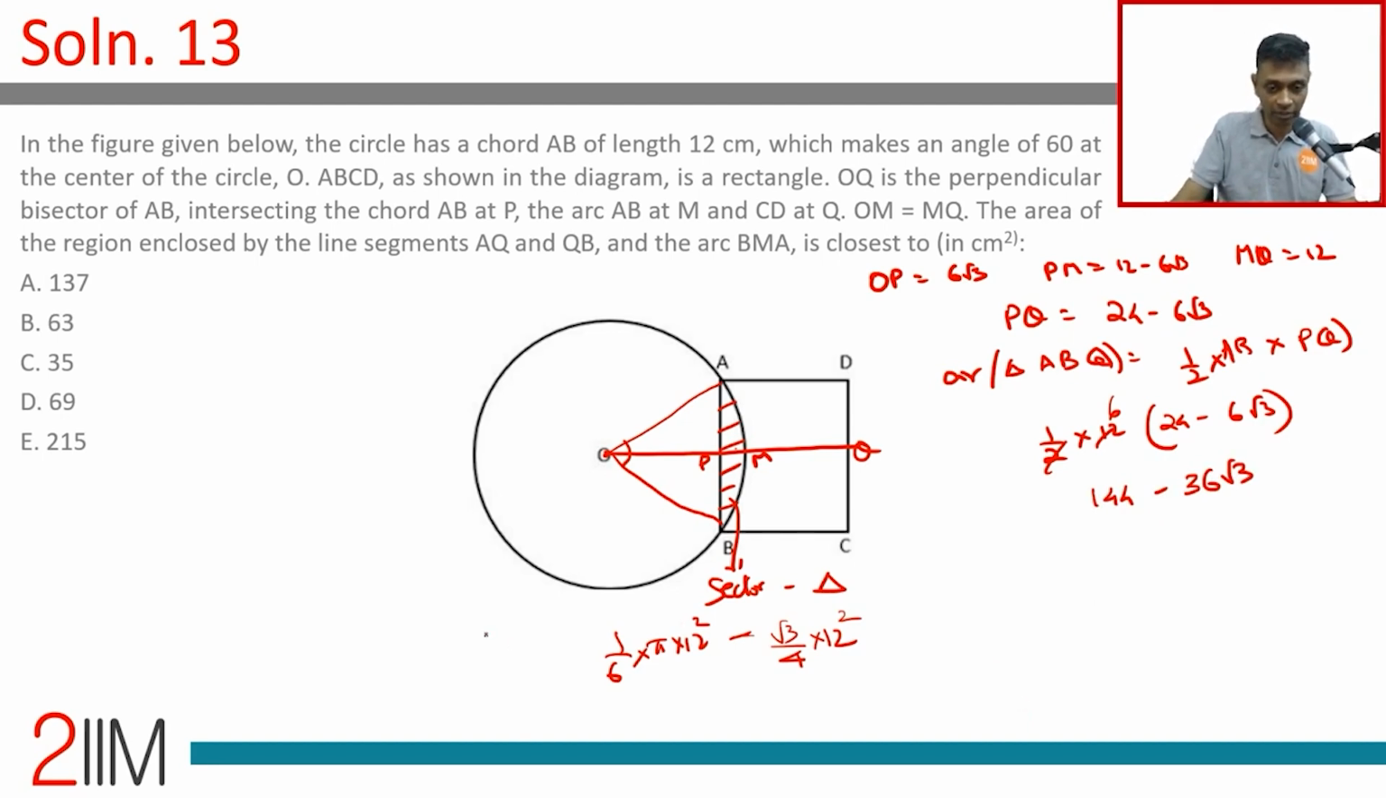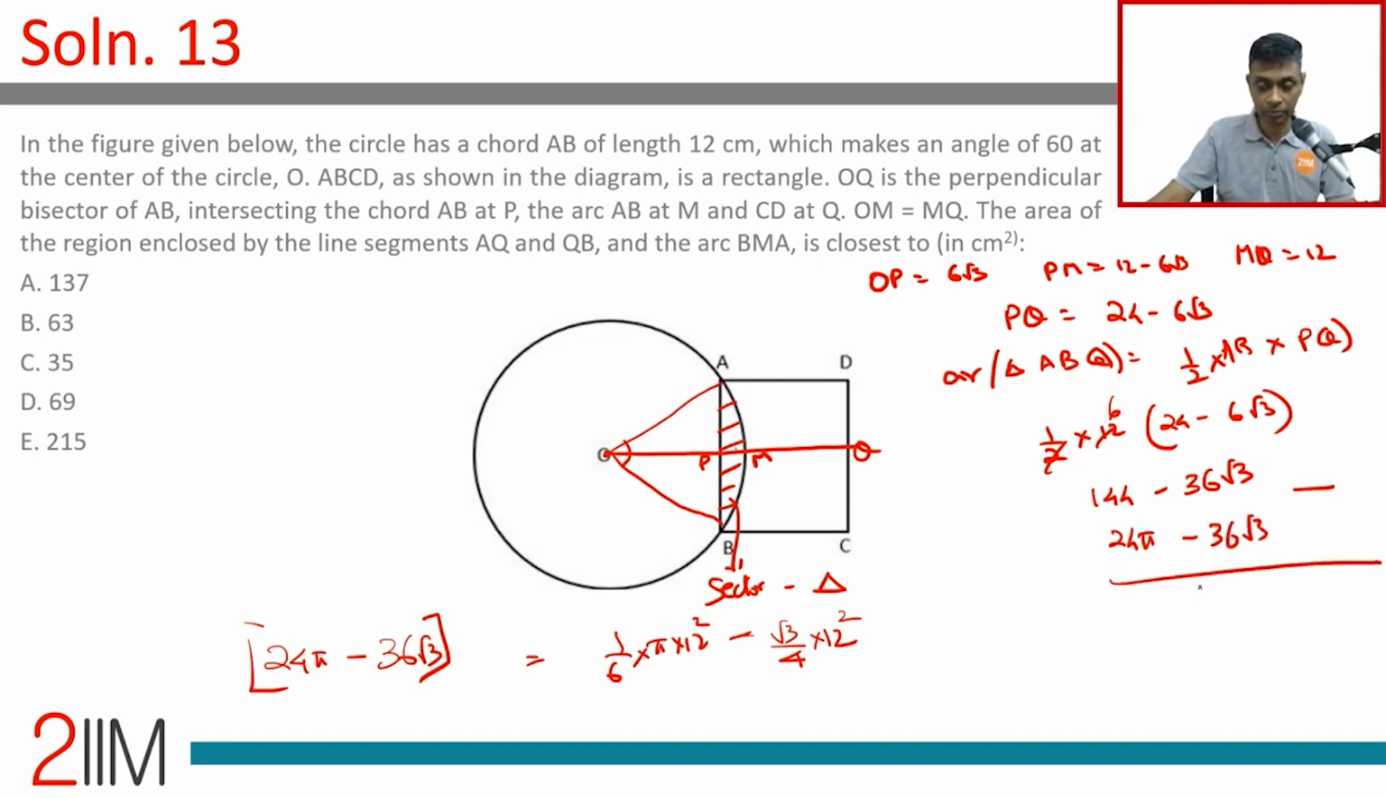Brilliant. So let's find this out. 1/6 of pi into 12 squared. 12 squared is 144, 144 by 6 is 24, so it's 24 pi, minus root 3 by 4 into 12 squared. 144 by 4 is 36, so 36 root 3. We need to subtract this number from that number: 144 minus 36 root 3 minus 24 pi minus 36 root 3. The root 3 terms disappear completely. We're left with 144 minus 24 pi, or extracting 24 out, 24 times 6 minus pi.